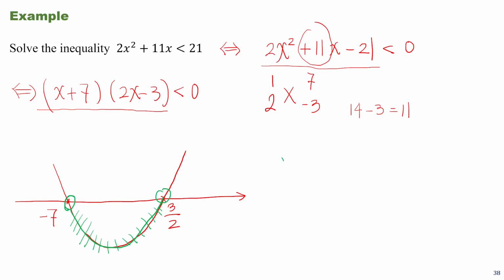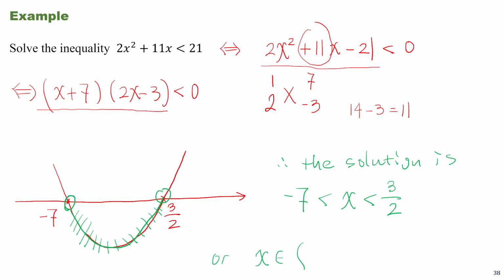Therefore, we know the solution is x must be between -7 and 3/2, open interval, right? Or you could also use interval notation. You could also write it like this: x belongs to an open interval from -7 to 3/2. You can use either one. They are actually the same thing.